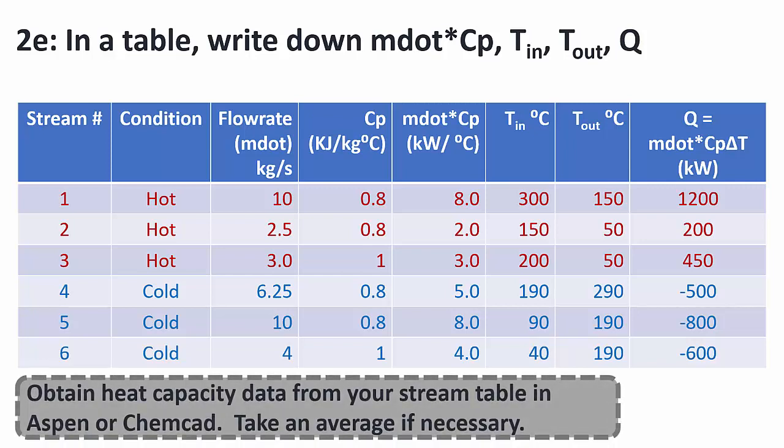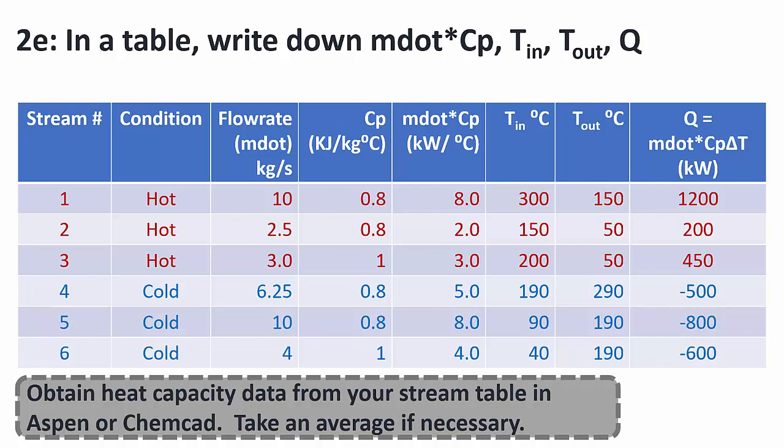And you may be wondering, if you have a stream that is undergoing a phase change, the heat capacity is changing. It's not constant. So you need to take an average of the inlet and outlet heat capacities for your stream. And again, it's the overall in and overall out that you're averaging.